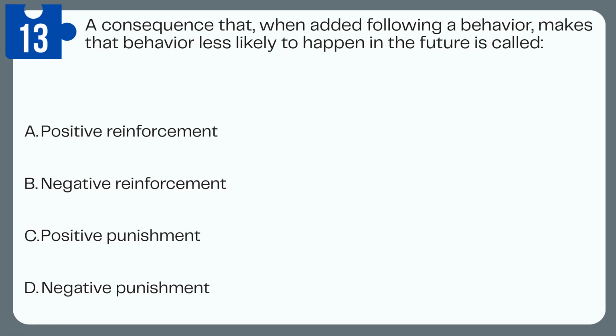Question 13. A consequence that, when added following a behavior, makes that behavior less likely to happen in the future is called A. Positive reinforcement. B. Negative reinforcement. C. Positive punishment. D. Negative punishment.